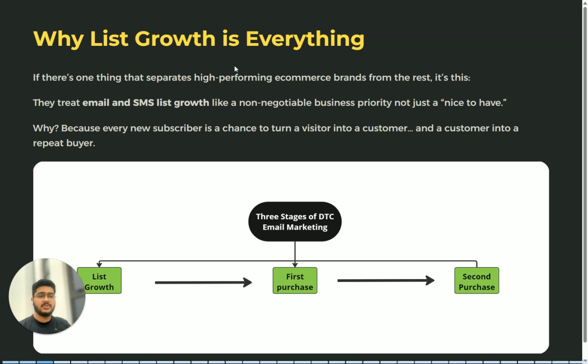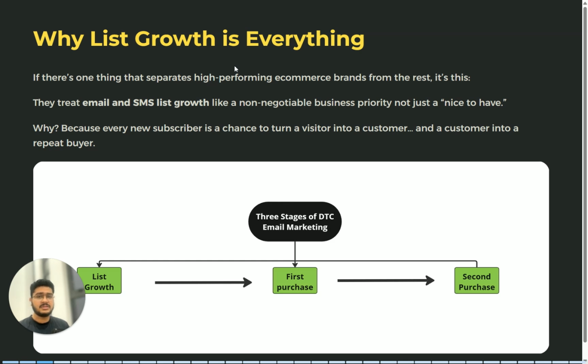If there's one thing that separates high performing e-commerce brands from the rest, it's this. They treat their email and SMS list growth like a non-negotiable business priority, not just a nice to have. And why? Because every new subscriber is a chance to turn a visitor into a customer and a customer into a repeat buyer by contacting them again and again with your email list, by nurturing them, educating them, staying on top of their mind, showing up every day in their inbox.